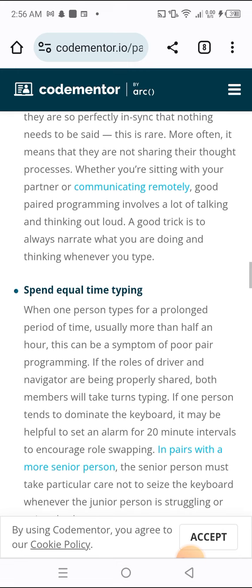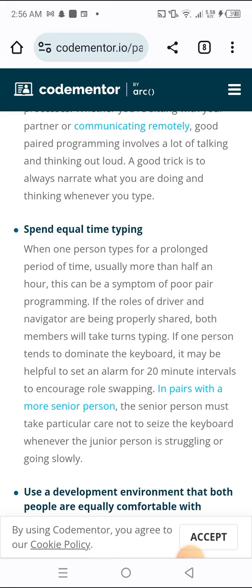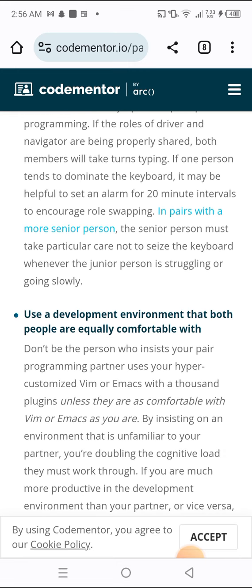If the roles of driver and navigator are being properly shared, both members will take turns typing. If one person tends to dominate the keyboard, it may be helpful to set an alarm for 20-minute intervals to encourage role swapping, in pairs with the more senior person. The senior person must take particular care not to seize the keyboard whenever the junior person is struggling or going slowly.